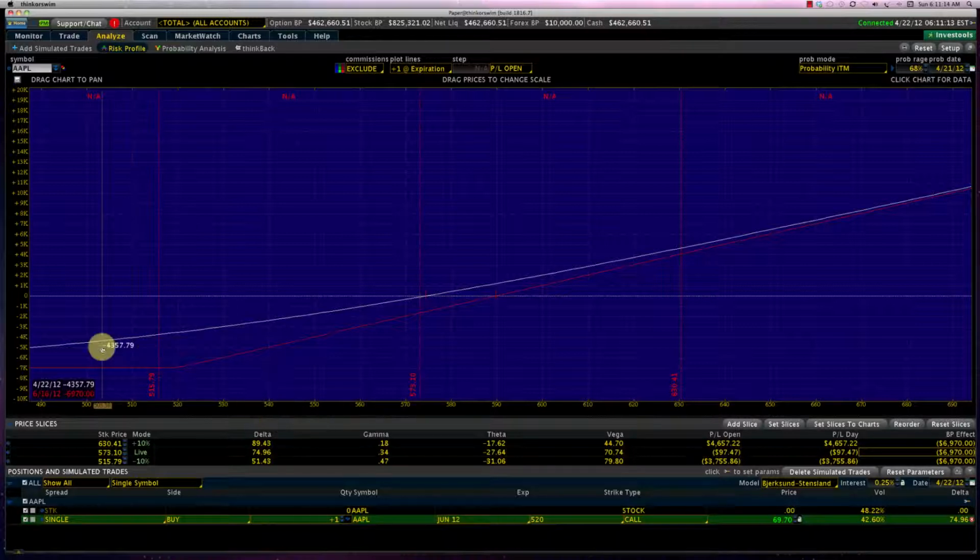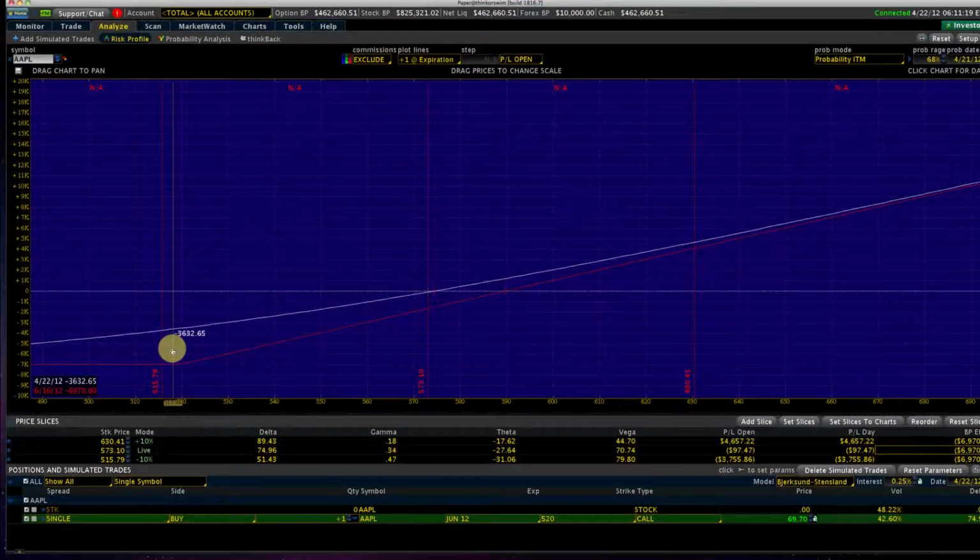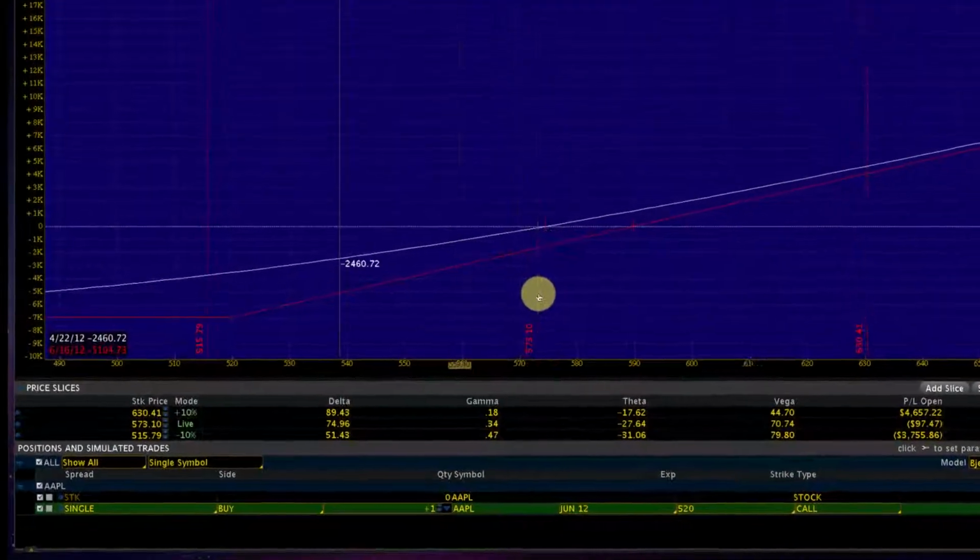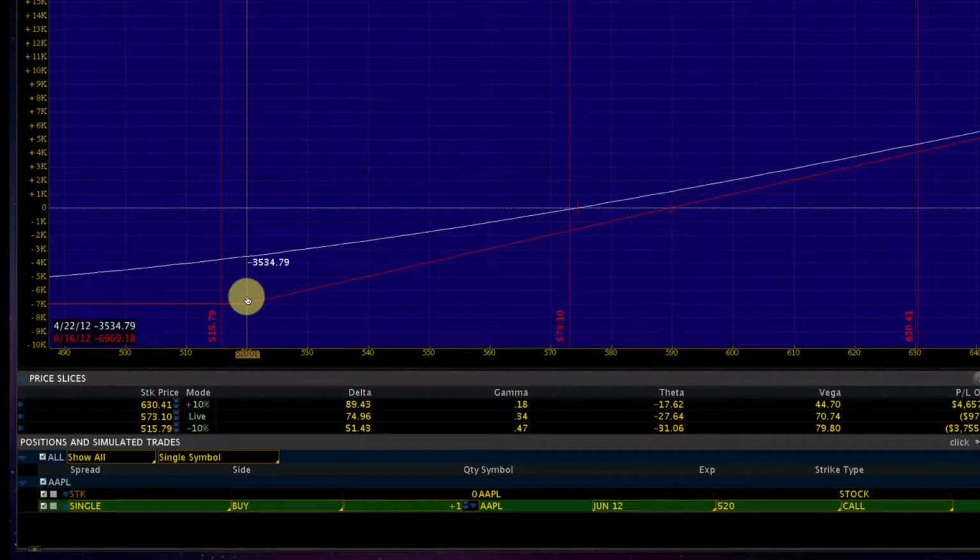You'll see on the P&L diagram that the 520 call falls right here. Apple is at 573, so this option is already in the money. It's exactly in the money by this $53 right here. If you add the premium to the strike price, that will be the break-even point for this option. So we have a premium of $69. Let's call it $70. So 520 plus 70 will be your break even, which is approximately 590. That's exactly what we would expect.